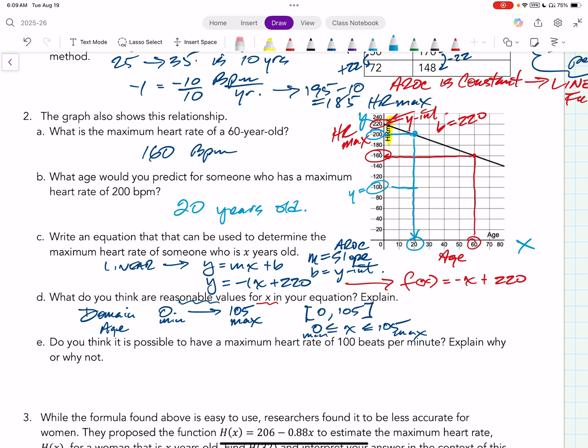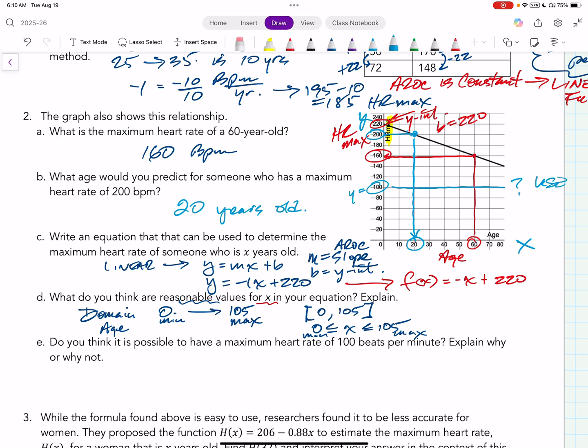And if you notice here, using the graph is kind of hard because we don't have it extended all the way through here. So what would the age be for a maximum heart rate of 100? Would that even be possible? This person would definitely be really old because the graph stops at 80, but exactly what would it be? And because we can't determine it from the graph, what we're going to have to do is use the equation.